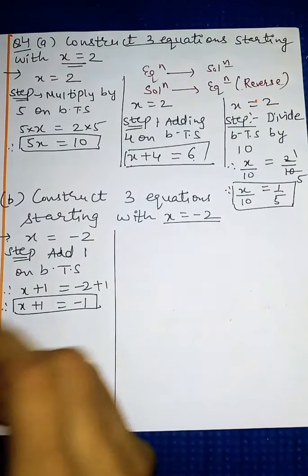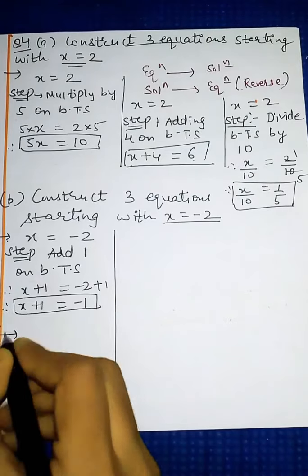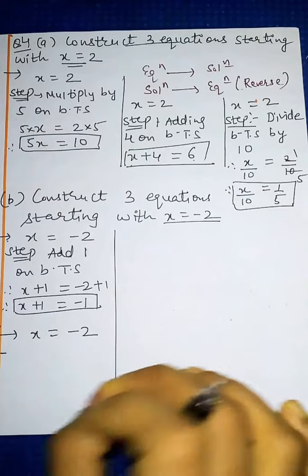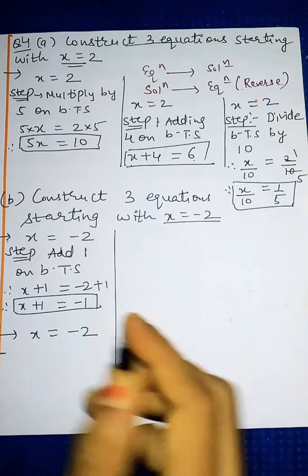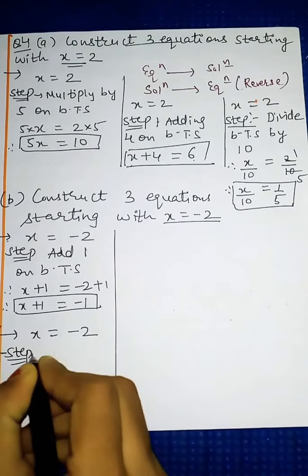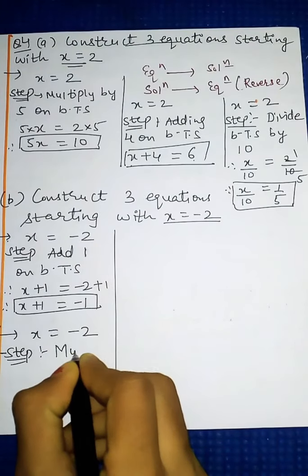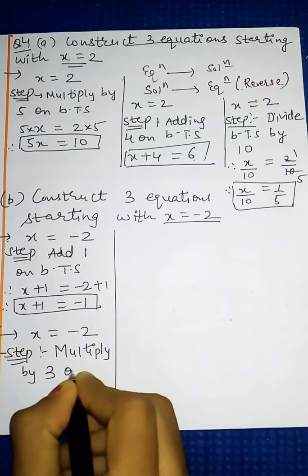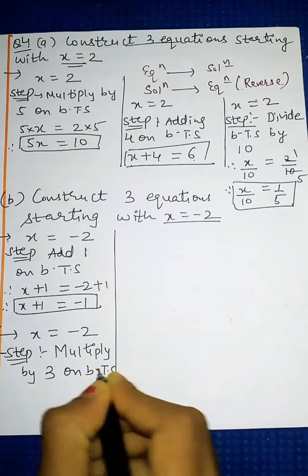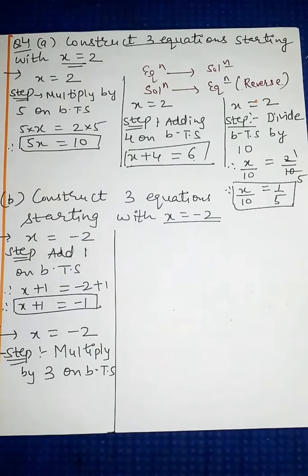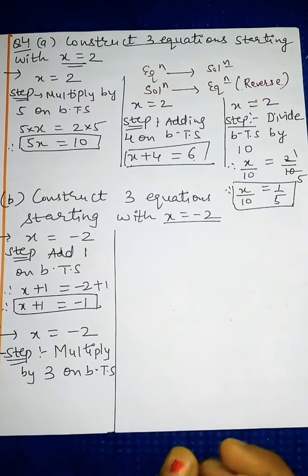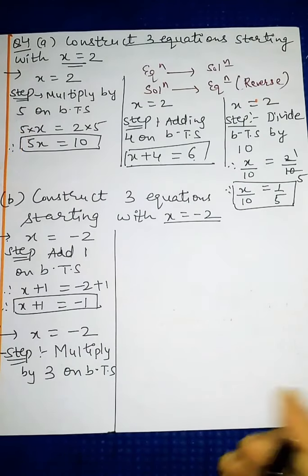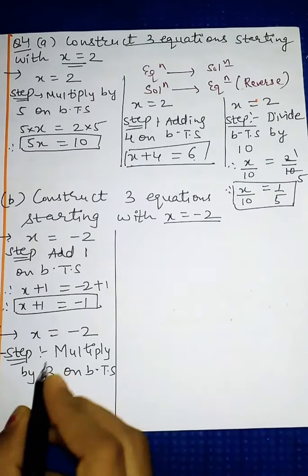Now this is one equation I have got. Now the second equation, x equal to -2. Here I want to take more than one step, and that you can also do. The first step I want to take is multiplying by 3 on both the sides. You can take any number. I have taken 3 and I have chosen multiplication. You can choose any mathematical operation and any number.